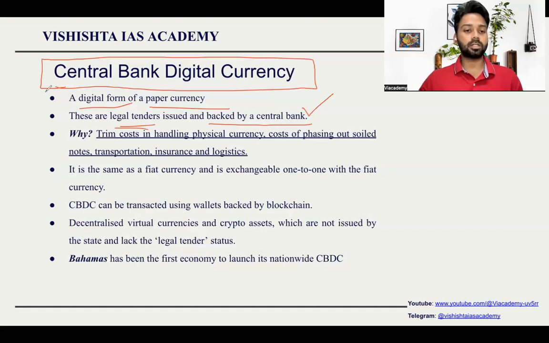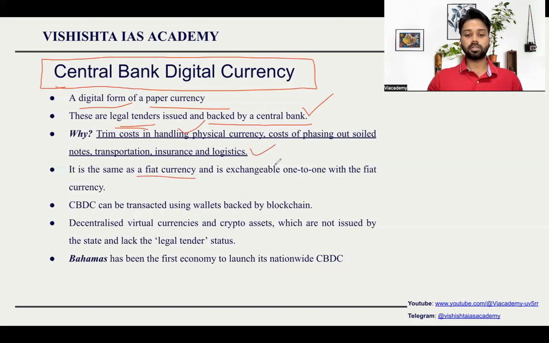What is the importance of this CBDC? CBDC is important because it will trim the cost in handling prices. So if the government is printing a lot of currency, that currency has to be handled. So printing charges are there, handling charges are there, transportation charges are there. When the notes become soiled, then they have to be replaced. So logistic charges, insurance charges, all these charges are there. So we can exclude all these things if we start to use the central bank digital currency to a greater extent.